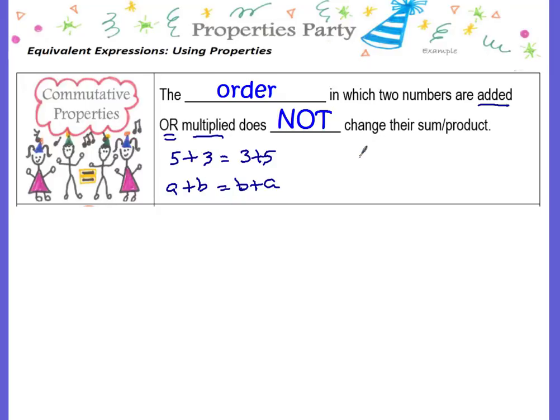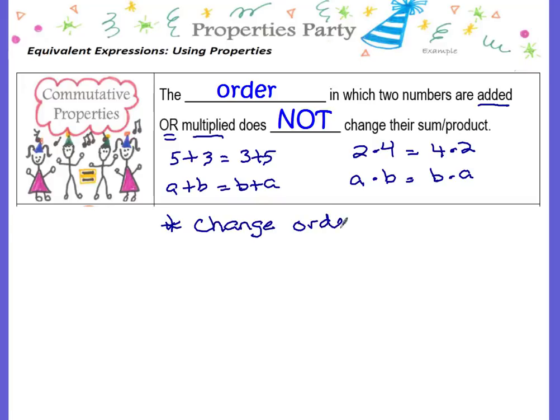You can do the same thing with multiplication. If you have 2 times 4, you can change the order of your factors and say 4 times 2, and it doesn't change the value. You're still going to get an answer of 8. Same thing if you do a times b, that's equivalent to b times a. They're the same. It does not change the value. So you can write this down, change order. This is what the commutative property means. You can change the order of the numbers that you're adding together or the numbers that you're multiplying together, and it does not change the answer. You will still get the same answer.